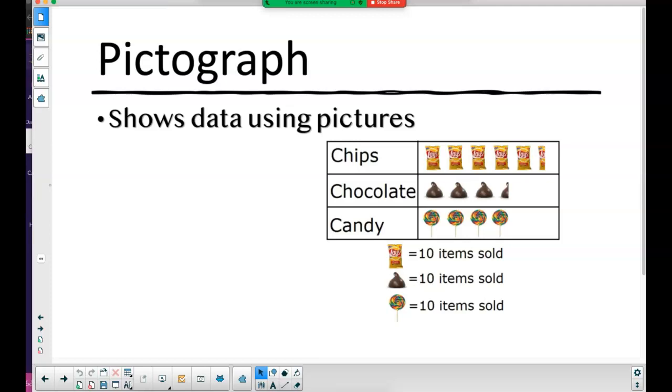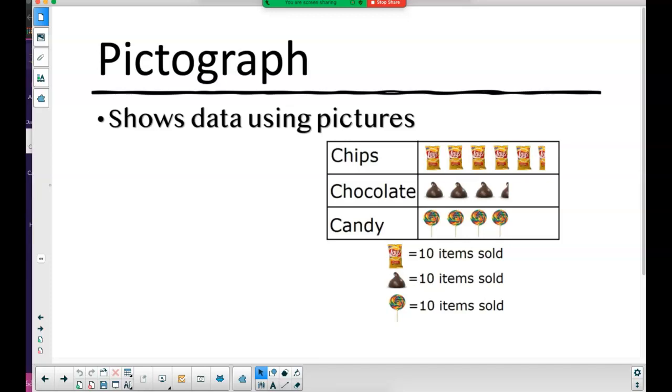Okay, so this is an example of a pictograph. Now, we have to be careful if we're making pictographs because our pictures all need to be about the same size. We can't have some pictures way bigger than others. But it just shows data using pictures. Pretty easy, okay? So this is showing how many items were sold. 10, 20, 30, 40, 50, about 55 chips, something like that, because there's a half a bag at the end. How much chocolate was sold and how much candy was sold.